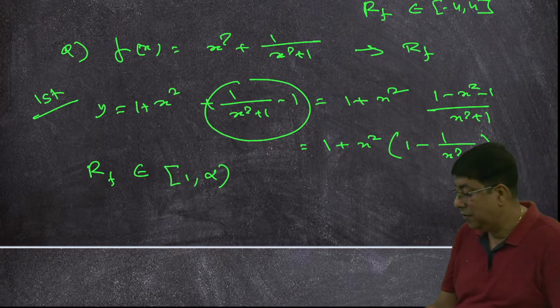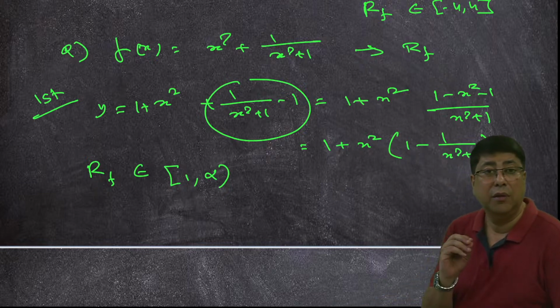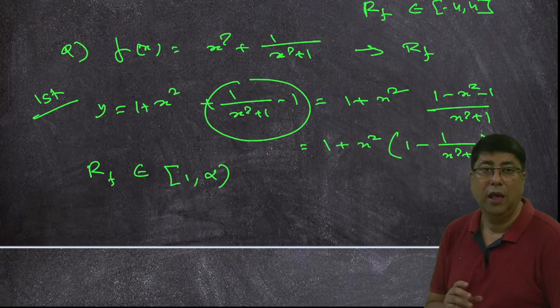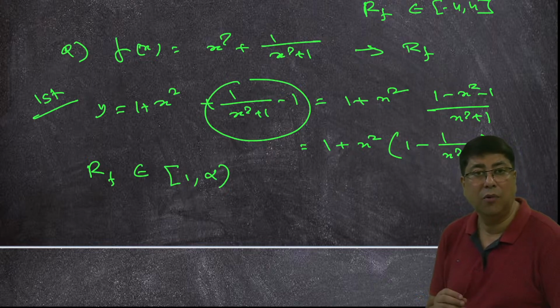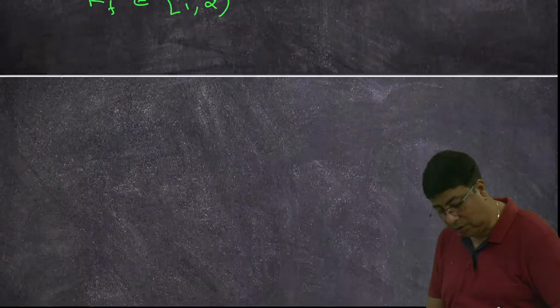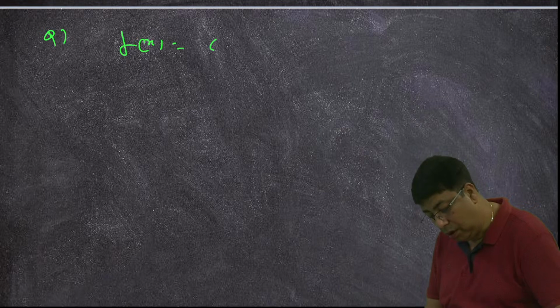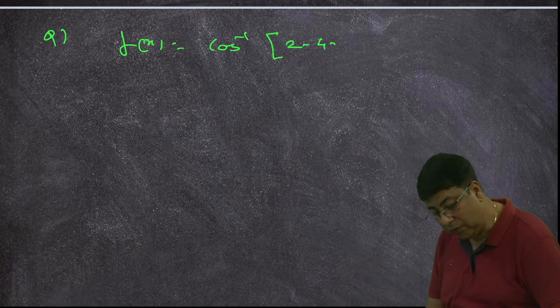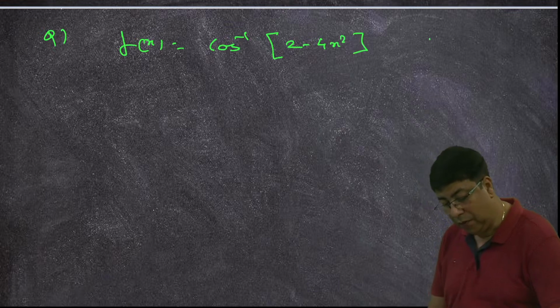Okay, one very interesting question which I want to show you. Actually, before that, box function is very important, and you have to practice more and more questions on box function. So, see one question on box function. Suppose y, f(x) equal to cos inverse of box of 2 minus 4x square. Find the domain.